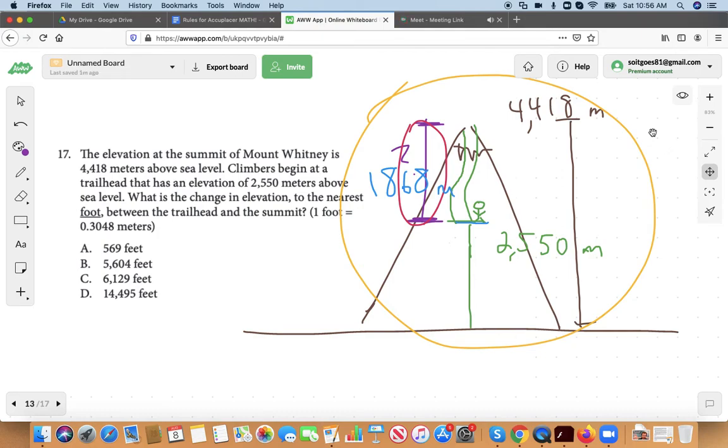Okay. Do you see why 1,868 looks reasonable? Yeah. It does. Because it is. Now, remember, in the question, they're asking us for the change in elevation, the change in height, from the trailhead to the summit. But they're asking for that in feet, not meters. Okay? Feet, not meters. Do you know how much a meter is?